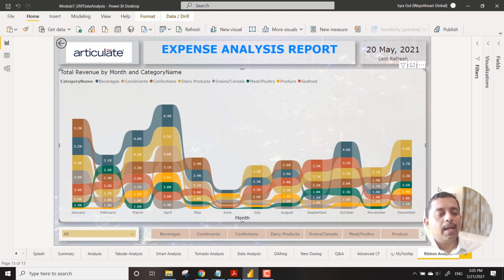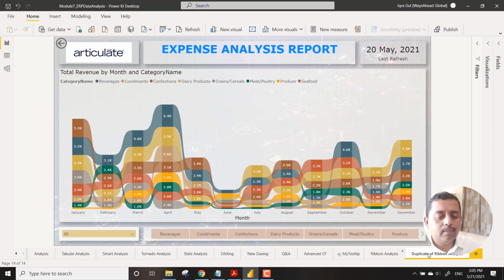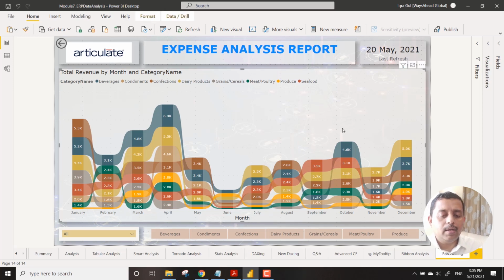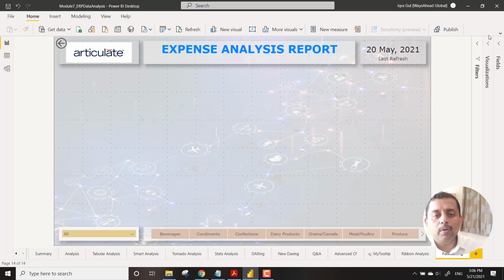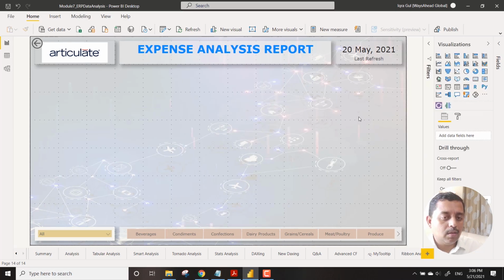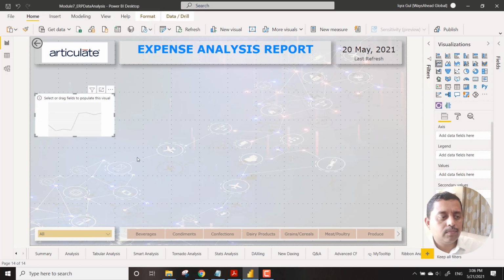So the next analysis that we are going to try, after the ribbon analysis, we will be doing back-to-back 3 analyses right away. But before moving to the next analysis, I would like to showcase how we can perform the time series as well. So the forecasting. Forecasting is very simple. What we can do is we need to just place a line chart.